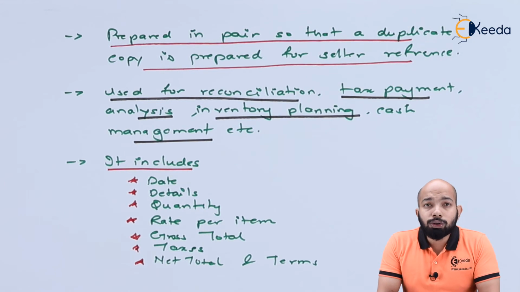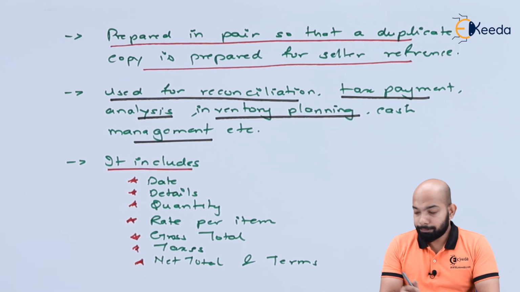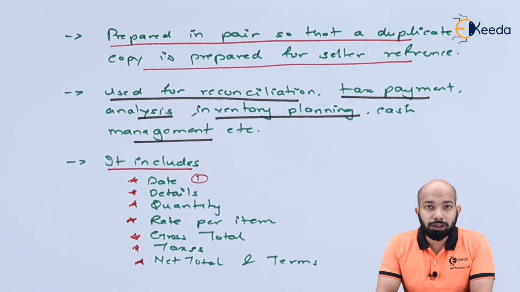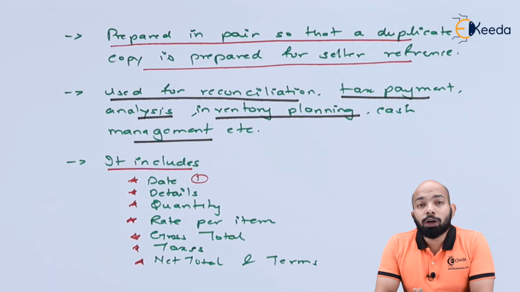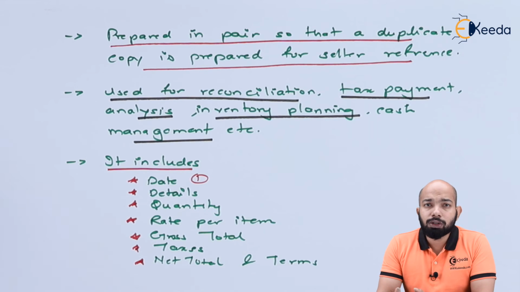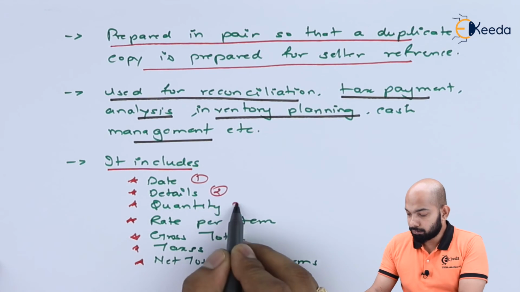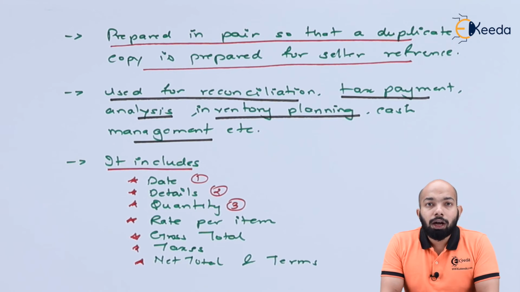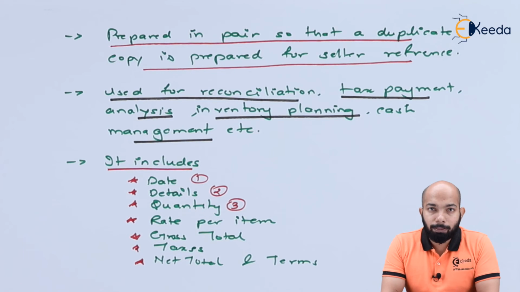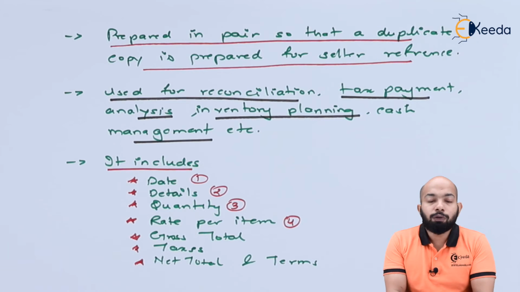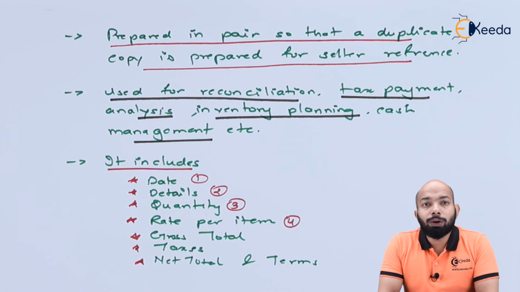Now the cash memo also includes certain details. That means date, this is the first thing. Second, details of the transactions, or the description of the specific goods being sold; the transaction details can also be mentioned here. Third would be quantity, how much quantity is being sold to the buyer. Fourth would be rate per item. That means what is the rate of each and every good that is being sold to the buyer.